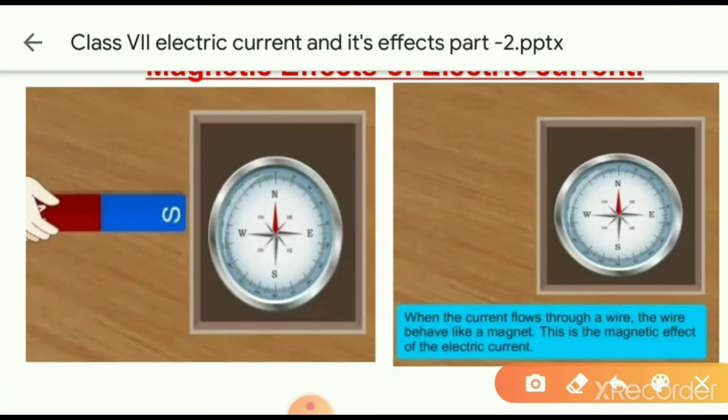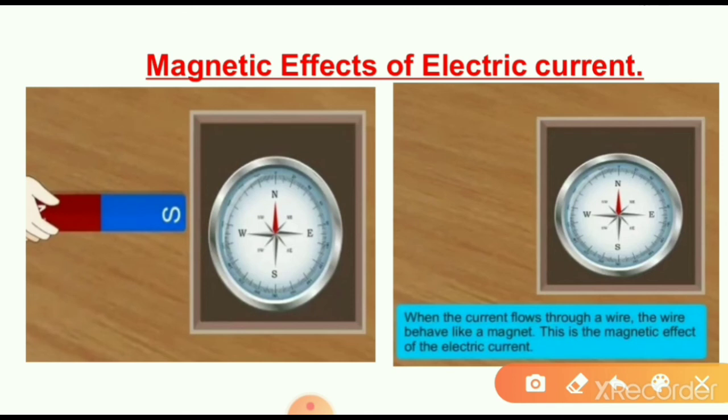So another one, as we already know, the needle of the compass is a tiny magnet. What is the tiny magnet? It points in the north and south direction. When we bring a magnet close to it, it will get deflected. So the compass needle will be deflected.